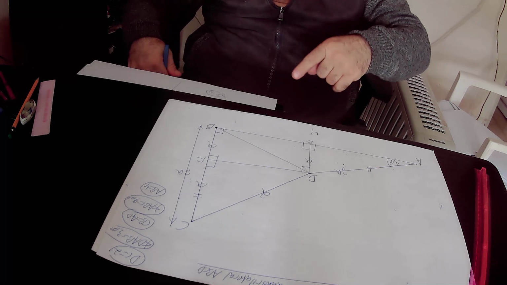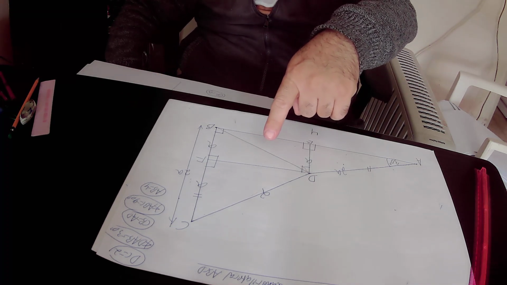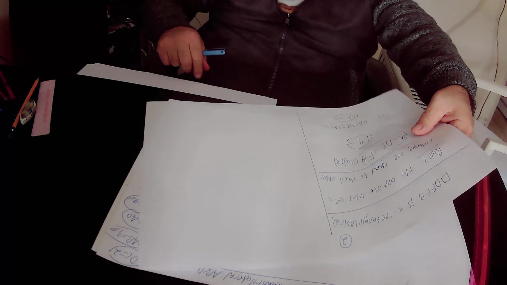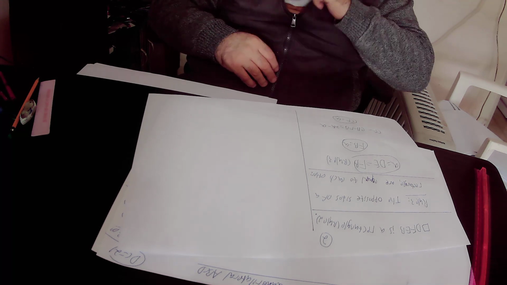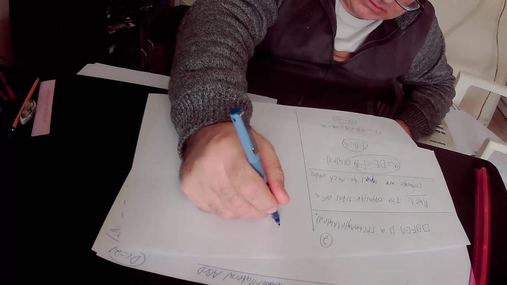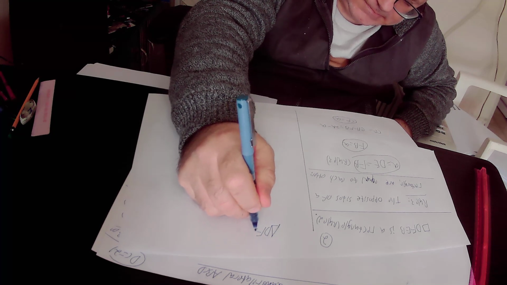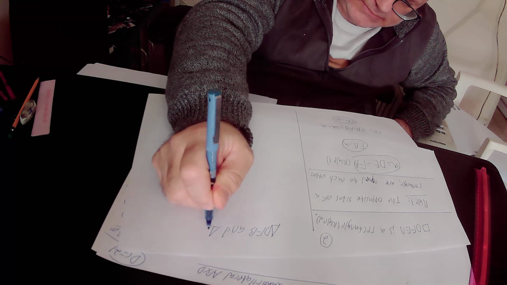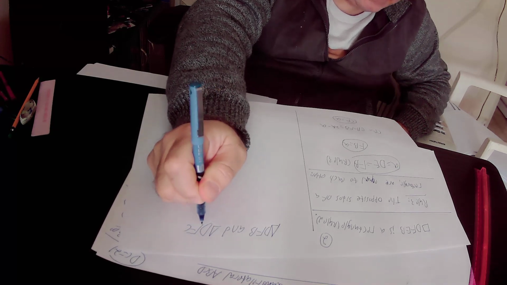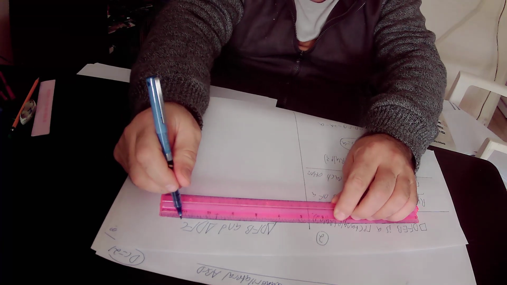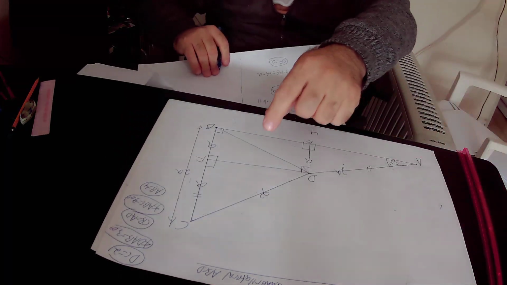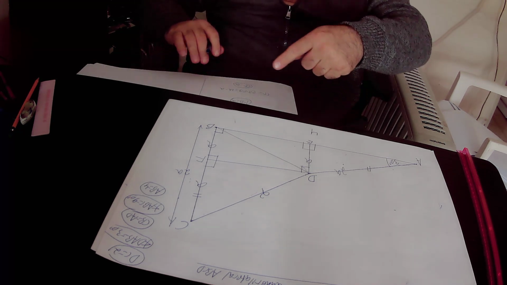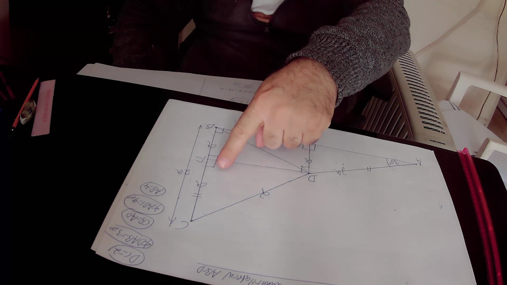And we will prove that triangle DFB is congruent to triangle DFC. So why are those two triangles congruent to each other? First of all, we know that BF equals FC equals A.